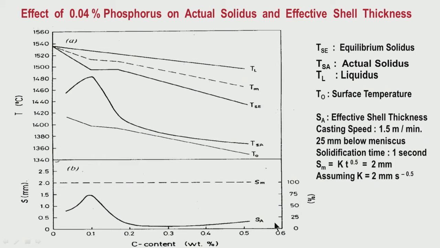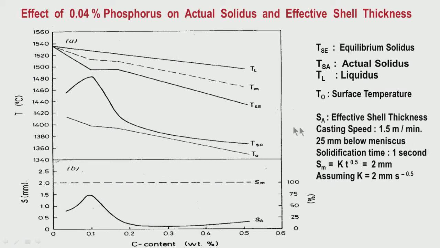As the carbon content increases, as I have told you, there is some decrease in the liquidus temperature. You can get this from the normal phase diagram. So, this is the equilibrium solidus and this is the liquidus. Now, what is the role of 0.4% phosphorus?